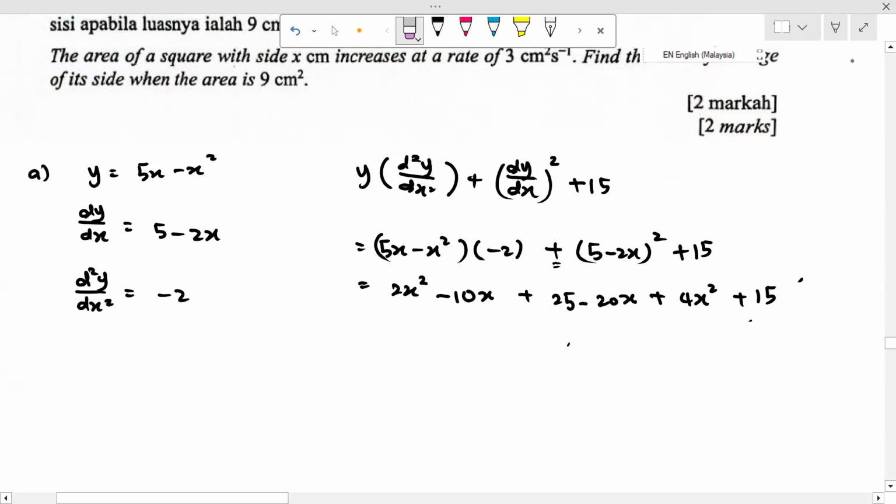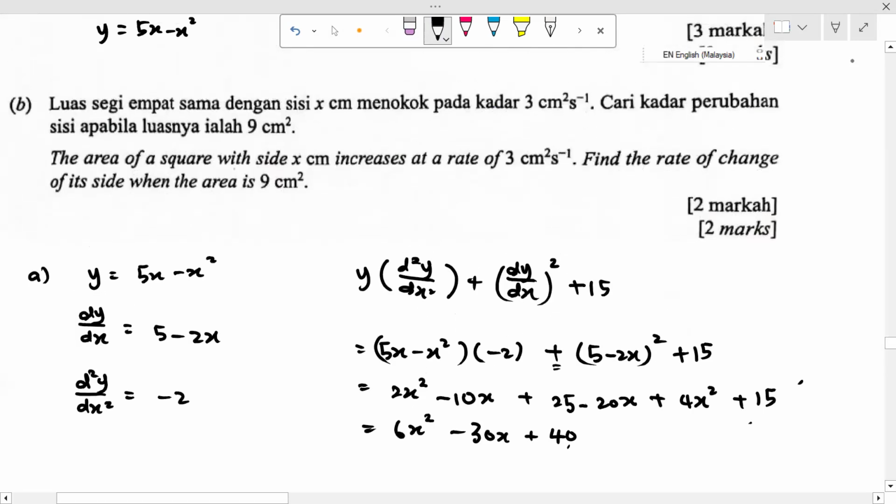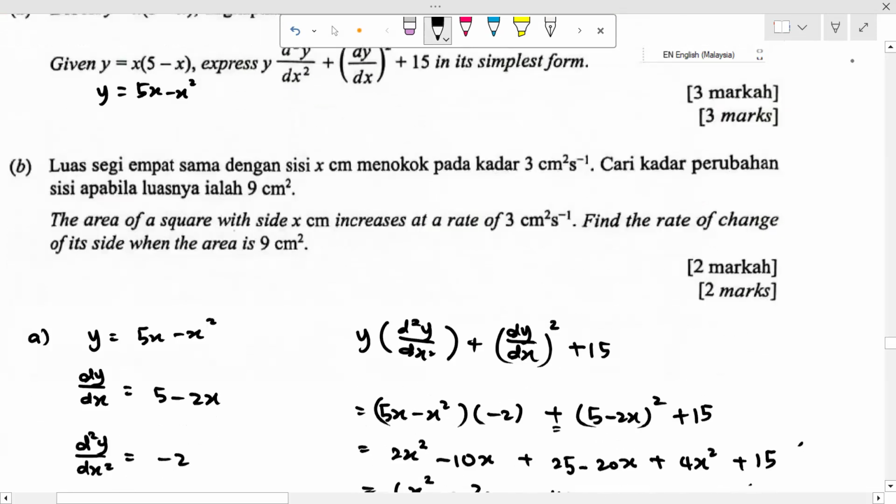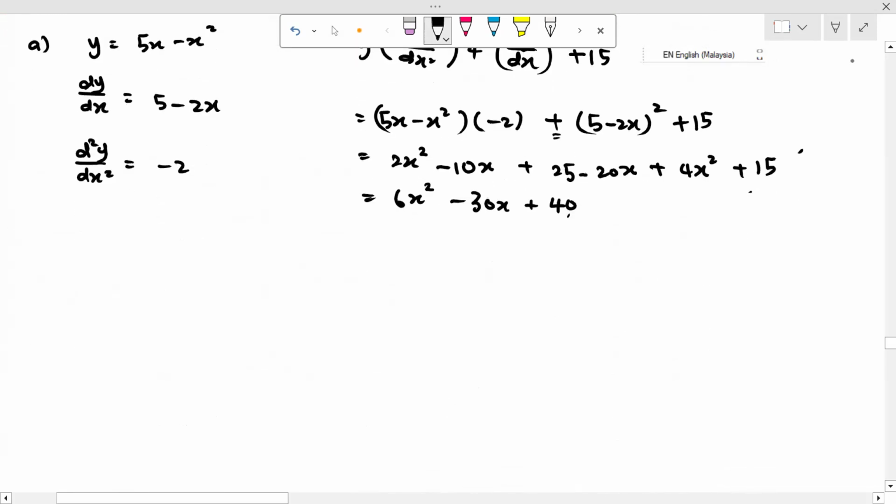Group the like terms together. So we have 6x squared, and then minus 30x, plus 25 plus 15, we have plus 40. Is there any way that we can simplify it further? Because it's not in the simplest form. Let's simplify it further. We take out the 2. So we have 3x squared minus 15x plus 20.